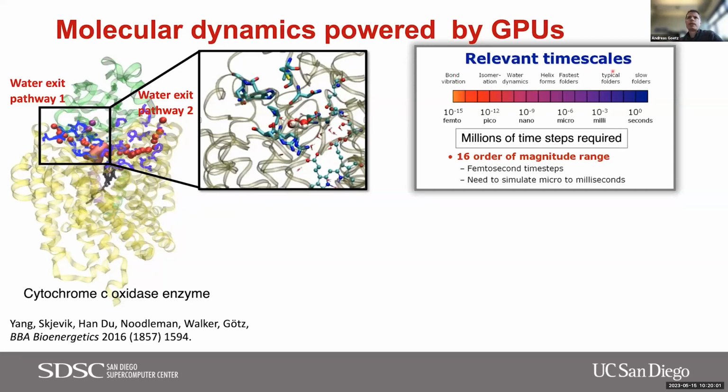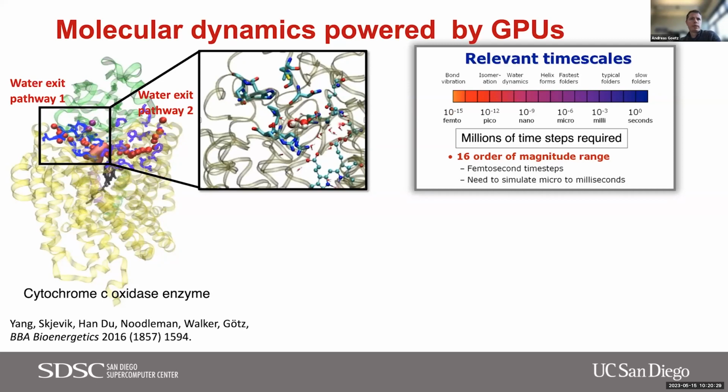And the relevant timescales that we are interested in are depicted here. So bond vibrations are on the order of a femtosecond. So that's 10 to the minus 15 seconds, right? So that's very, very fast. And because of these bond vibrations, that's the timescale we need to take into account for the time steps in our molecular dynamics simulations.